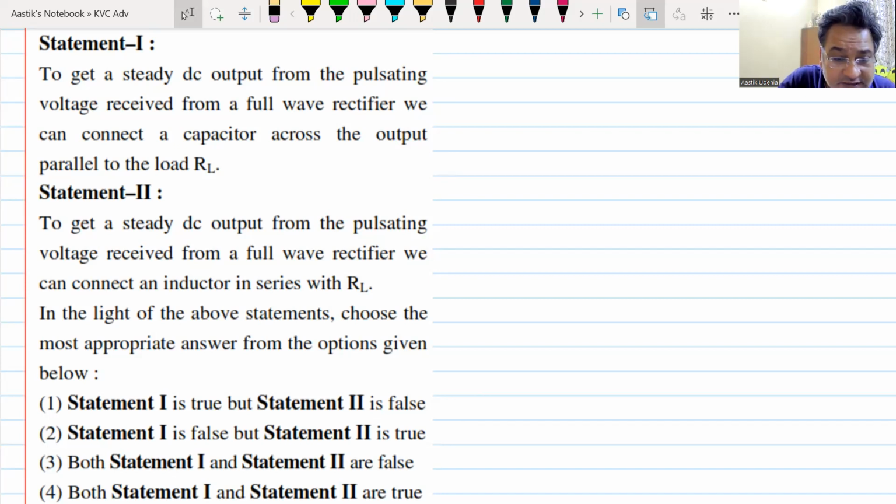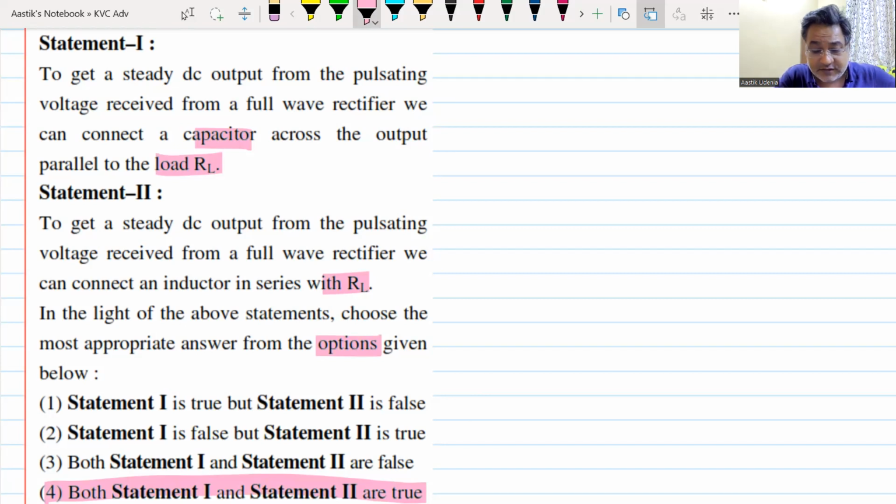Which option is correct, my dear friends, and I wait patiently for your answers. Should we connect a capacitor, or should we connect an inductor? Should we connect both, or should we connect one and not the second one? I've given you the answer already. We can do it by connecting a capacitor. We can also do it by connecting an inductor. Therefore, option 4 is correct here.